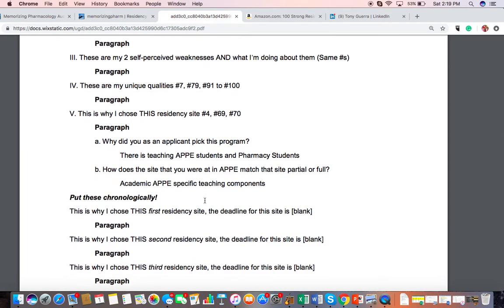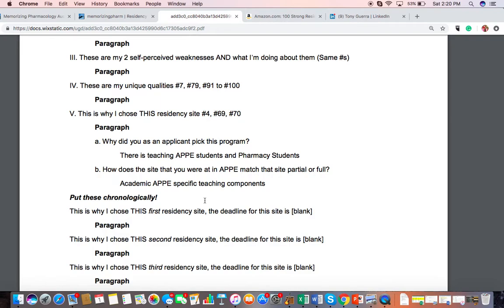And there's 2 things that you need to put in. The first thing you do is, why did you as an applicant pick the program? So for example, if there's a teaching component, teaching APPE students and pharmacy students in it, that makes a lot of sense that you would pick me as a recommender because I have a non-patient care academic rotation. How does the site that you were in at APPE match that site partially or fully? Okay, well, there are specific teaching components that we went over in my academic APPE that are going to match to the things that they're going to do in residency. It's supposed to absolutely make sense.